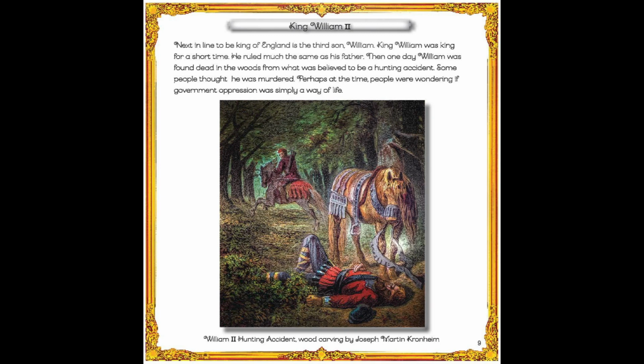Next in line to be King of England is the third son, William. King William was king for a short time. He ruled much the same as his father. Then one day, William was found dead in the woods from what was believed to be a hunting accident. Some people thought he was murdered. Perhaps at the time, people were wondering if government oppression was simply a way of life.